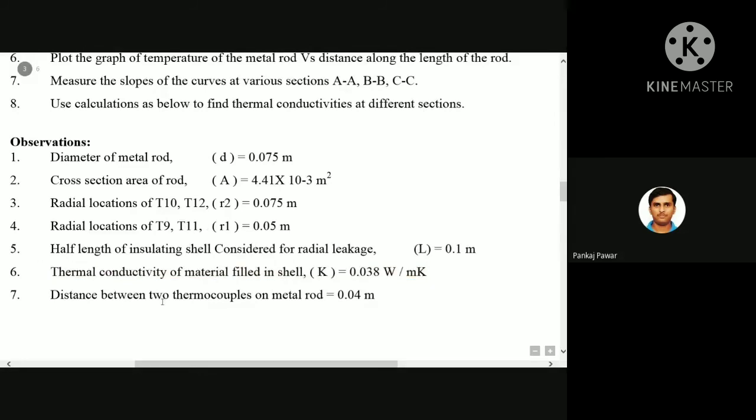Then the distance between each thermocouple on the surface of the metal rod is given. T1 and T2 will have a distance of 40 mm. T2 and T3 again 40 mm. T3 and T4 again 40 mm, like this. From x equal to 0 we have T1 and at x equal to 200 we have T6. Okay. Did you get this?